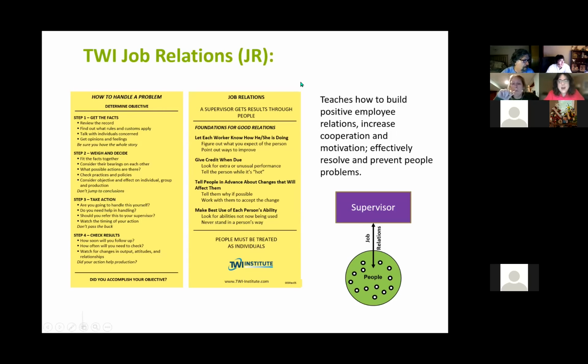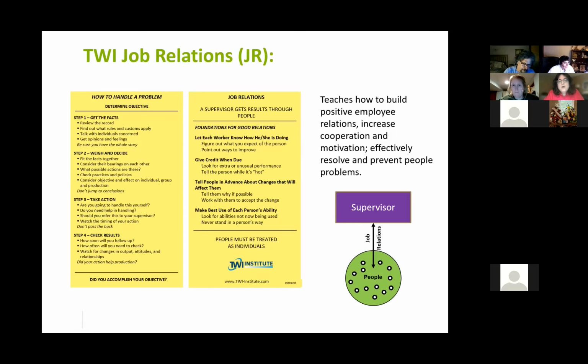So the question is, how do we build what they call in this workshop strong job relations lines, strong, straight, and correct. And what they say in the workshop is you always have a relationship with everybody. Some relationships might be kind of wavy, kind of curvy, okay? That's not a strong, straight job relations line. So how do we accomplish that? Well, the middle yellow box in this slide is titled Foundations for Good Relations.